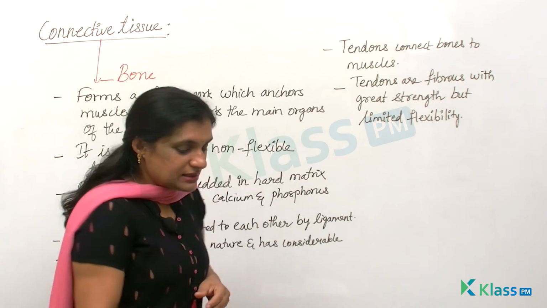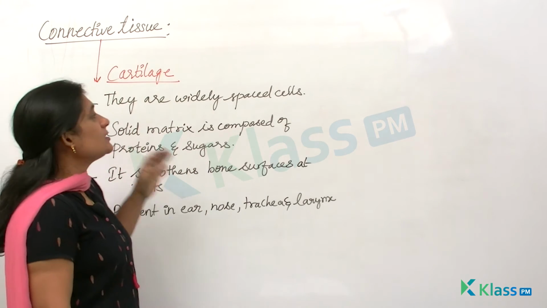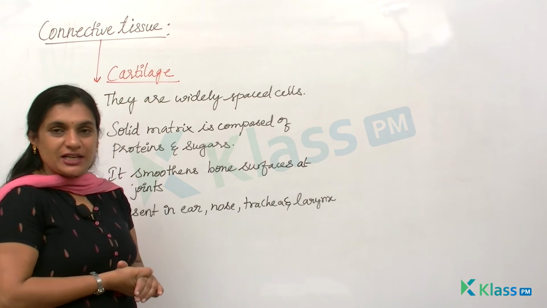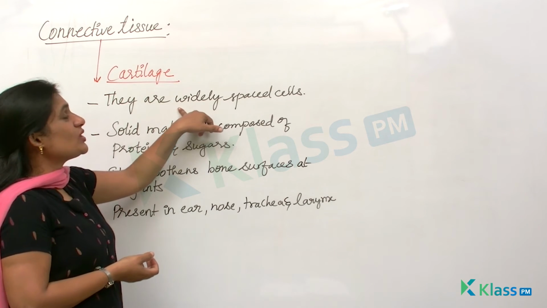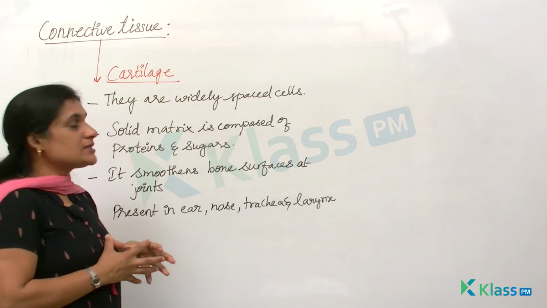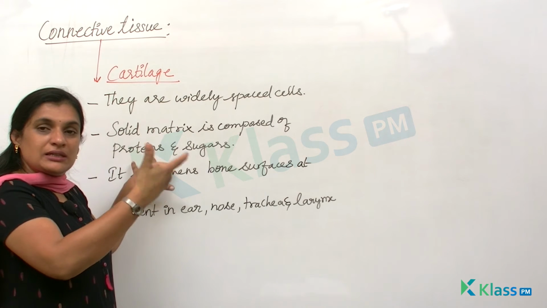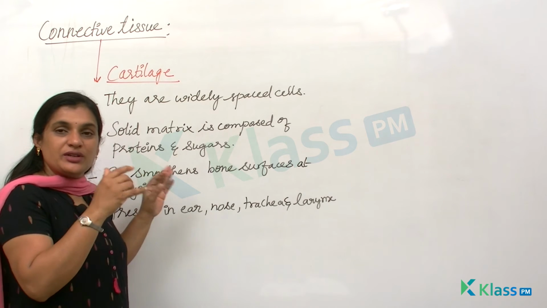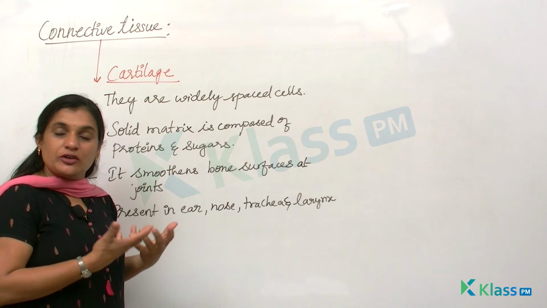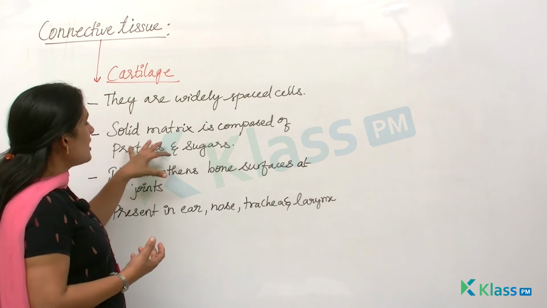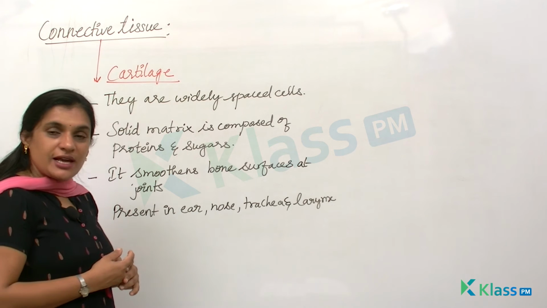Now let us learn about the next type of tissue, which is cartilage. So when you look at the next type of tissue, which is said to be a cartilage tissue, the cells of this cartilage tissue are widely spaced. That means they have wide spaces in between these cells. And the matrix, if you remember, we have discussed the general characteristics of a connective tissue, where we have discussed that the matrix could be the jelly, or it could be a liquid, or it could be a solid, or it could be dense, right? In case of this cartilage, the matrix is a solid matrix, which is composed of proteins and sugars.